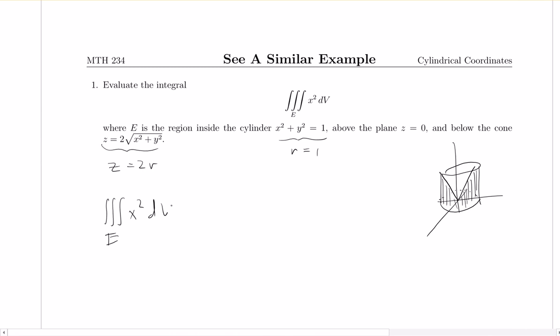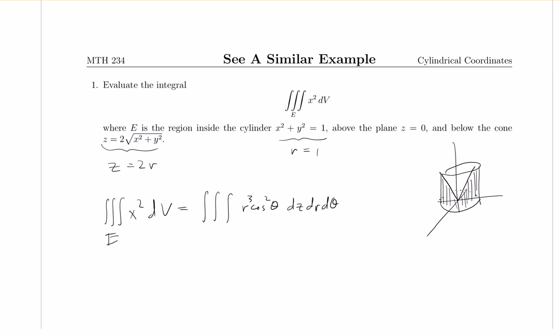So, here's our original integral, and if we convert it, x squared, remember x, the conversion is the same as in polar coordinates, so x is r cosine theta, but it's squared, so r squared cosine squared theta. And dV becomes r dz dr d theta. So we get an extra r, so actually this will be r cubed. And now we have to write the bounds.